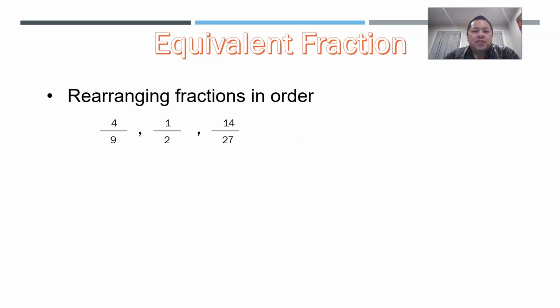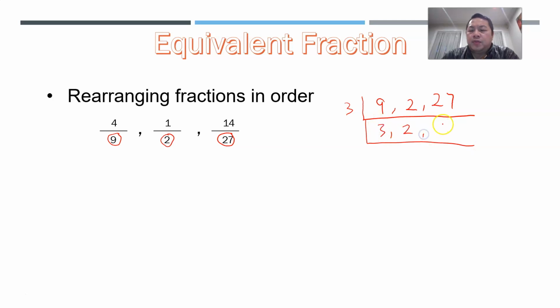What about rearranging fractions? Bear in mind that you need to find the lowest common multiple between the three denominators. So instead of listing the multiples of the three of them, you can go through the method that I've taught you in the past. Remember this method? You divide the lowest common multiple, or this can be divided by 3, 9, and so 3, 2, 9.